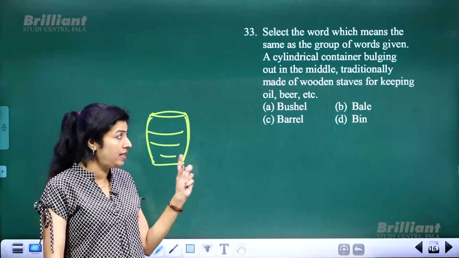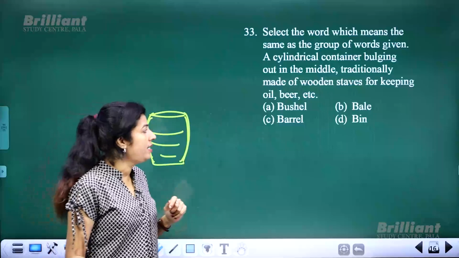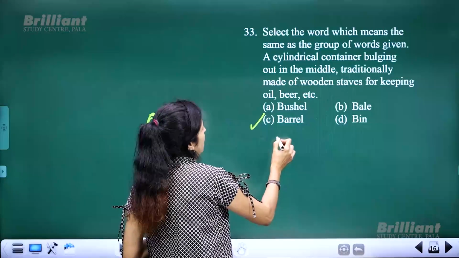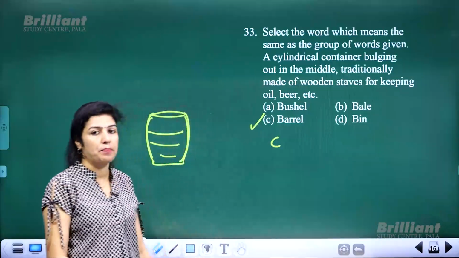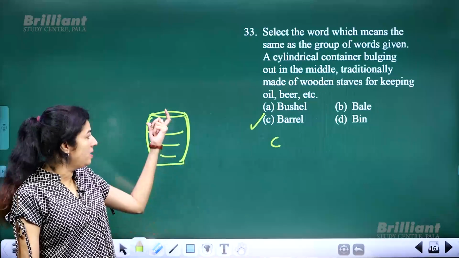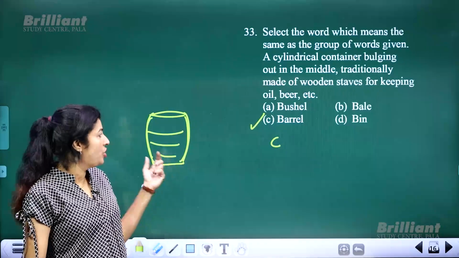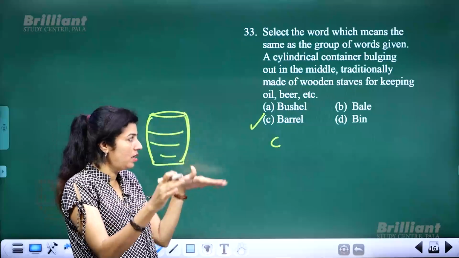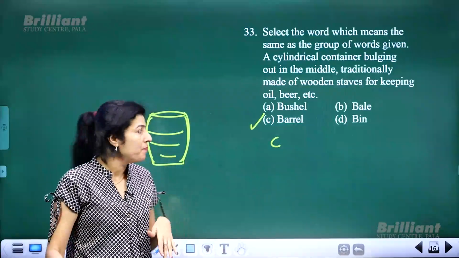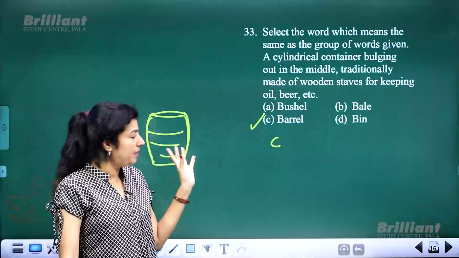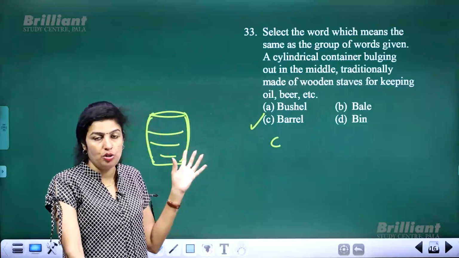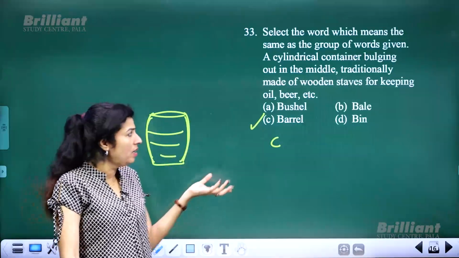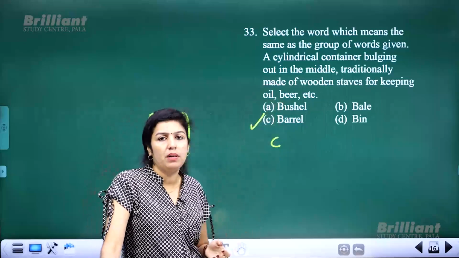So, what is that container called? That one word, it is barrel. Option number C. A barrel is a wooden container which is a bit bulging. From the sides it's a bit bulging, almost like it has got a tummy. And even now people store oil, beer, wine, etc.